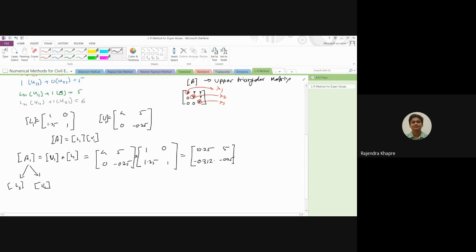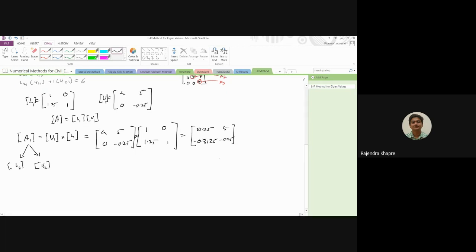Minus 0.3125. So you see it is closer to 0. It is not 0. It is closer to 0. So we have to go for one more cycle. So we have to break this into two parts. So now again in two parts, I should have this is 1, this is 1, this is 0, and this is L21.